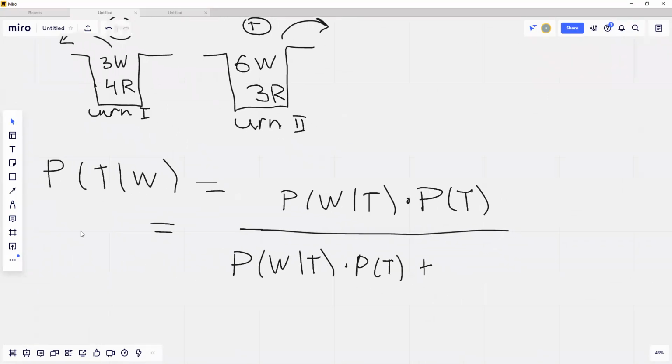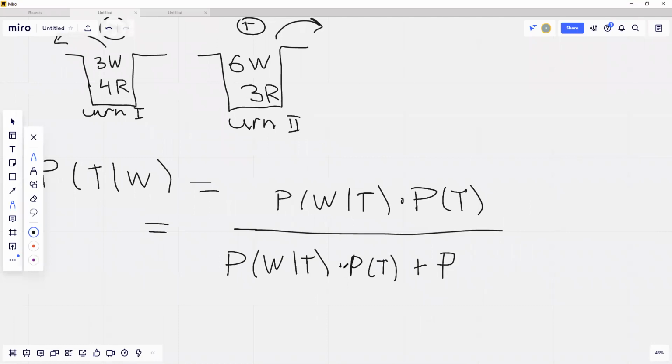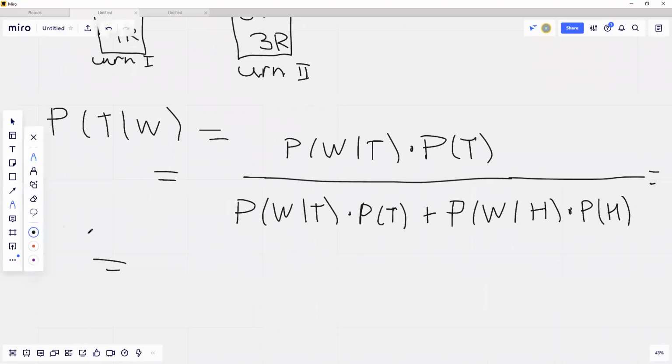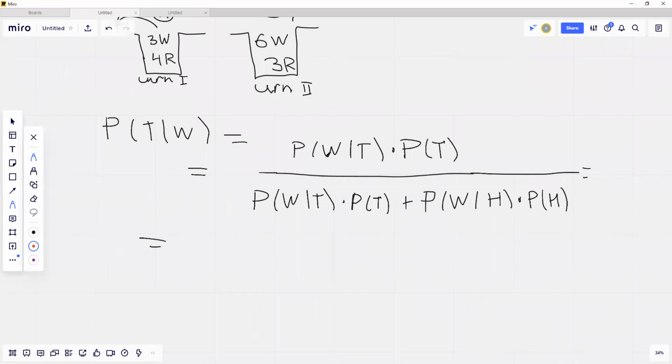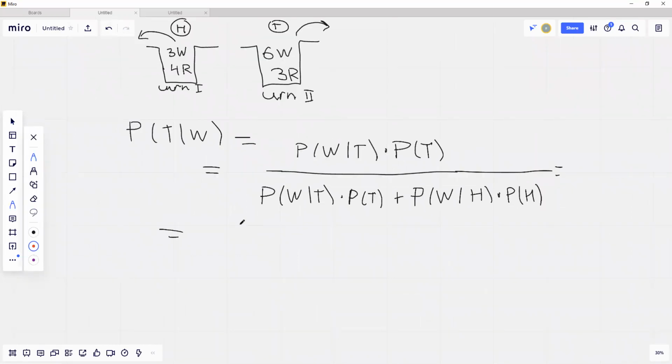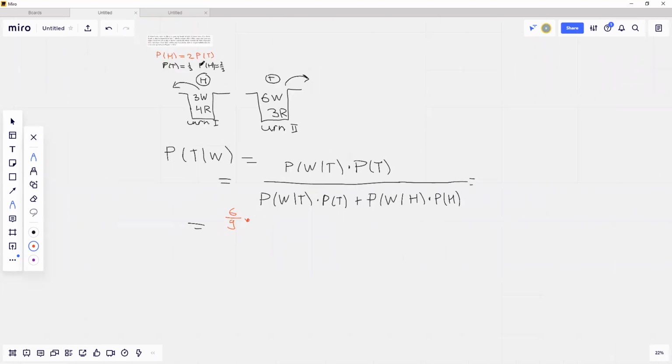The second term is for the other event that partitions our sample space. So we're looking for the conditional probability of getting a white chip given that our coin came up heads, multiplied by the probability of heads. Okay, now let's put in some values. What is the probability of drawing a white chip given that our coin came up tails? This is 6/9, the probability of drawing a white chip from urn number 2, multiplied by the probability of tails. The probability of tails is 1/3.